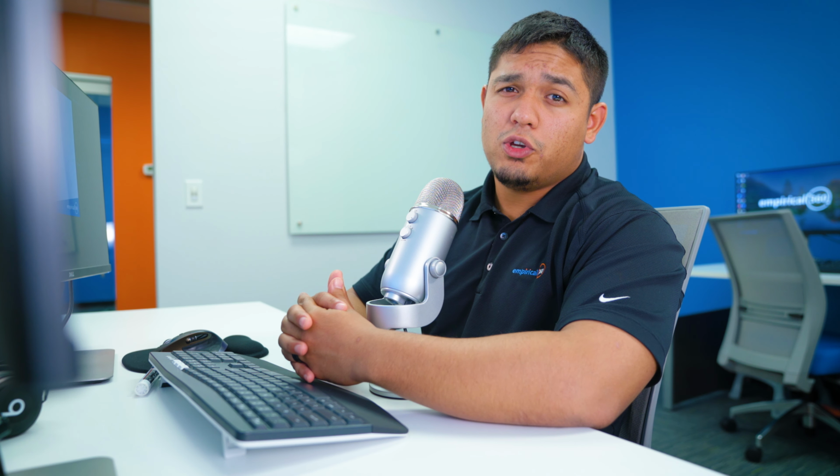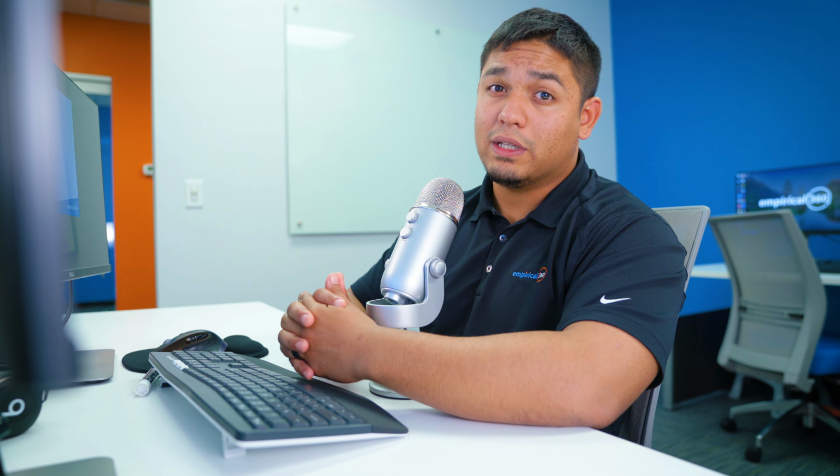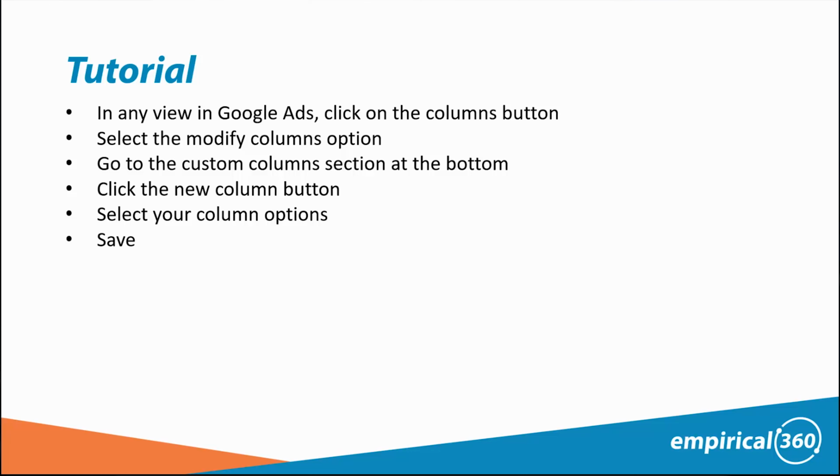So now I'm going to show you how quickly we can do this inside of Google Ads. Go to any view in Google Ads, like I mentioned before, whether it's campaign, ad group, keyword, and click on the columns button. From there, we're going to modify the columns. We're going to go down to the custom column section, and we're going to click on the new column button, and then we're going to select our options, which I'll demo live in just a moment here. And then you save, and that's pretty much it.